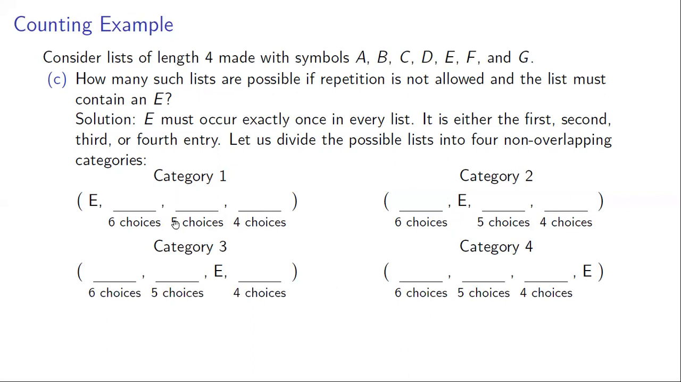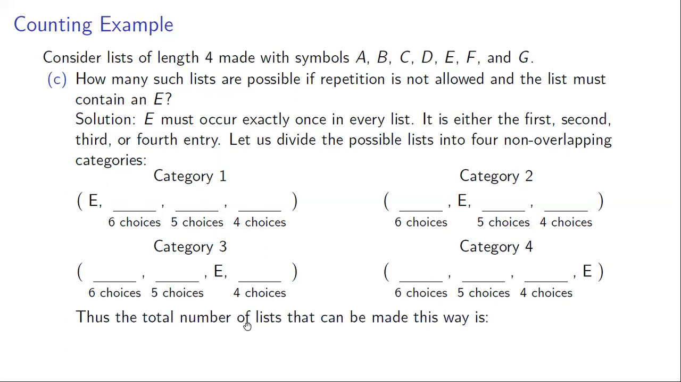So what we can do is figure out how many lists are in each category and add up those results. So how many lists are there in category 1? Okay, so this is just a basic multiplication principle problem, right? Well, we have 6 choices here, 5 choices here, 4 choices here. So we have a total of 6 times 5 times 4 choices for category 1. Now you might say, what about E? Well, for this entry here, I have 1 choice. So just multiply it by 1, which doesn't change anything.